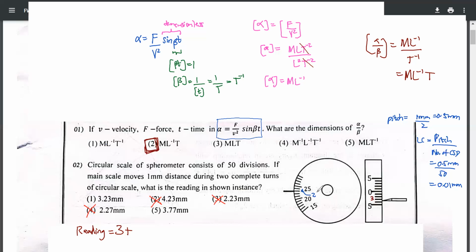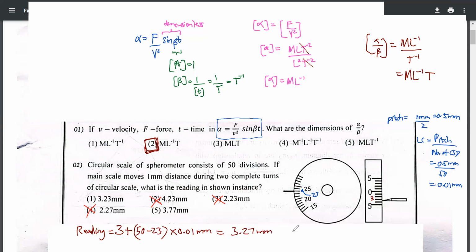23. Why not 23? Here 25, 24, 23. It's 23. But can I directly take 23? No, I can't directly take 23. Why? The circular scale is below main scale 0. So you don't take 23 directly. How should you take it? 50 minus 23. That is how you should be taking it, and you multiply that by 0.01 millimeter. So the final answer is 3.27 millimeter.